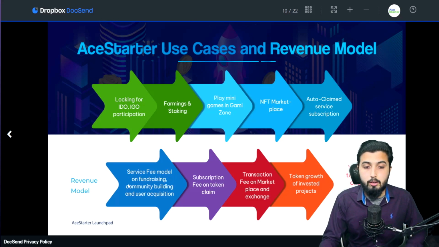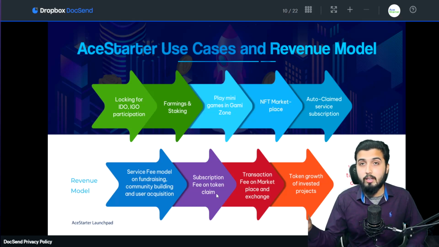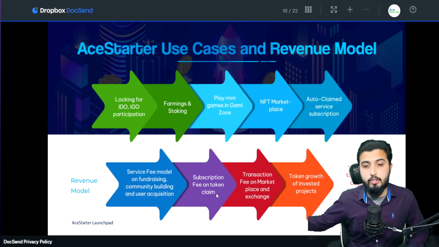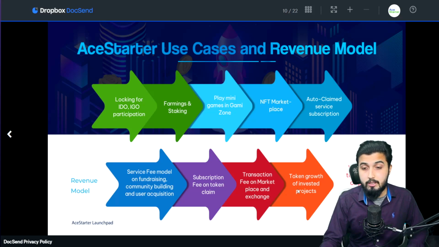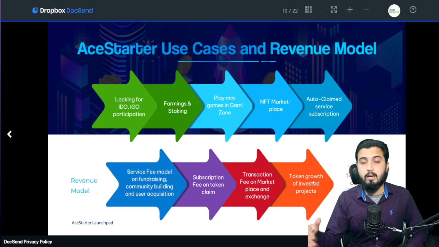So we have service fee model on fundraising, community building, and user acquisition. It'll be used in subscription fee on token claim, because we talked about that in order to subscribe, they have to pay in USDT, which is going to be fixed, but you pay for it in the ACEStarter token. And then transaction fee on marketplace and exchange, and token growth of invested projects. And this is how it basically works.